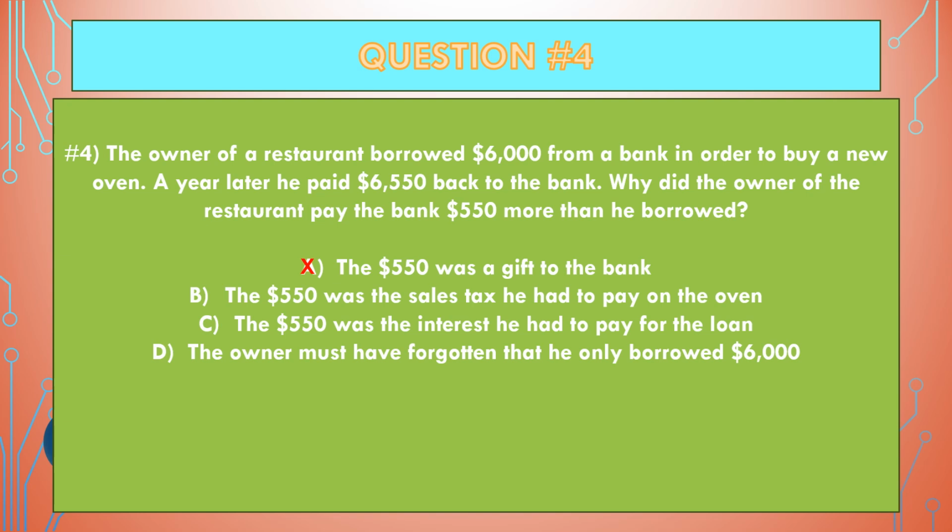B says the $550 was the sales tax that he had to pay on the oven. You don't pay sales tax to a bank. You pay sales tax in the store. It's going to be a part of the price once you get to the register. So it's not B. C says the $550 was the interest he had to pay for the loan. Well, that sounds about right.